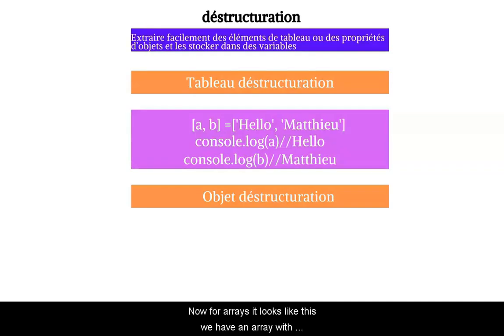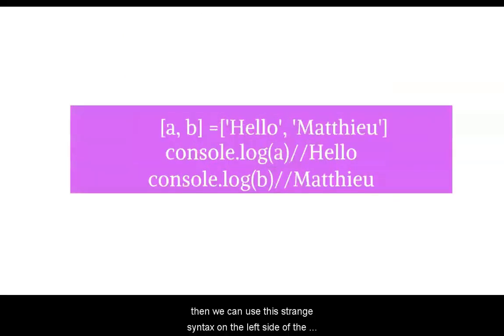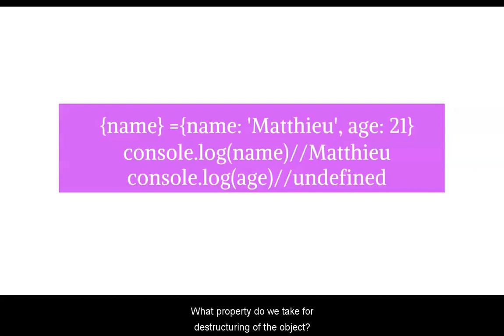Now for arrays, it looks like this. We have an array with 2 elements, Hello and Mathieu. Then we can use this strange syntax on the left side of the equal sign, which looks like an array creation. But we must not assign the variables A and B to Hello and Mathieu respectively. And for the same syntax with braces, in an array destructuring, the order is defined. What property do we take for destructuring of the object? This is the name of the property, so brace, name, brace on the left side, target the property name of the object on the right side and extract the value. This is why the age of the logging generates an undefined result. We don't remove this from the object here.